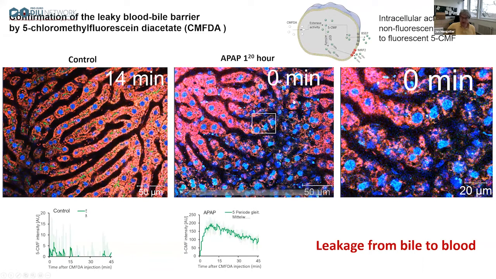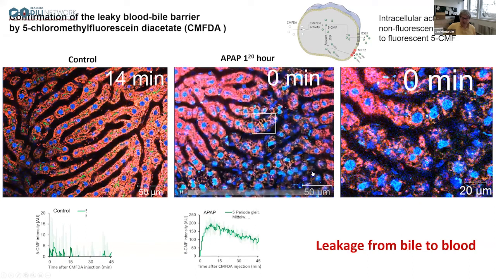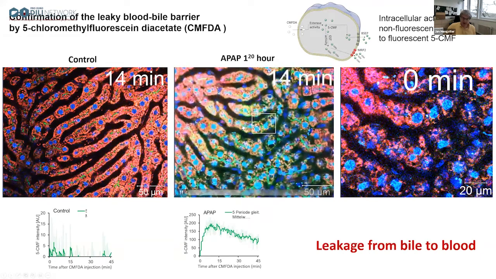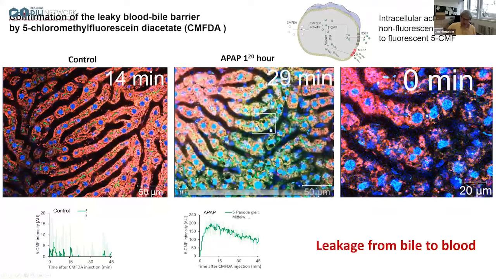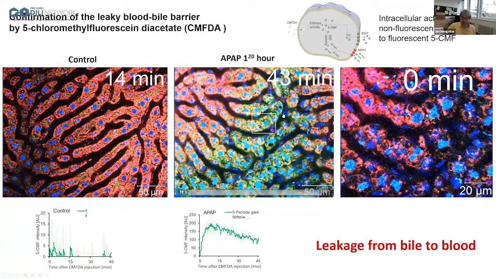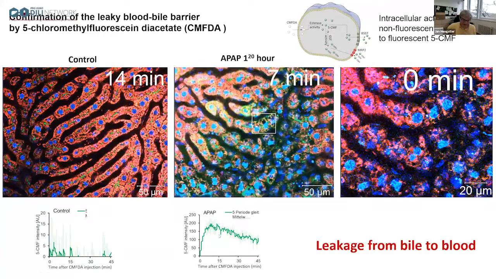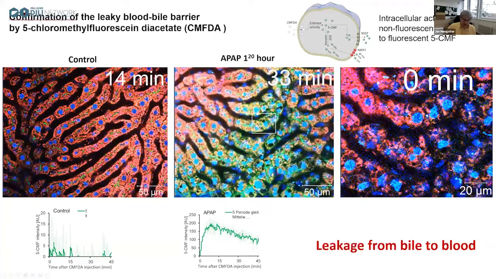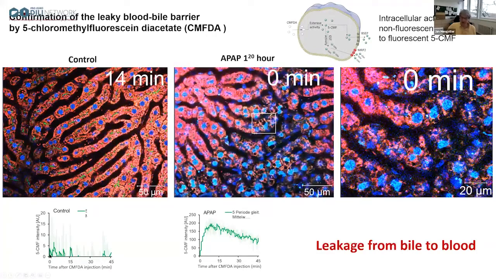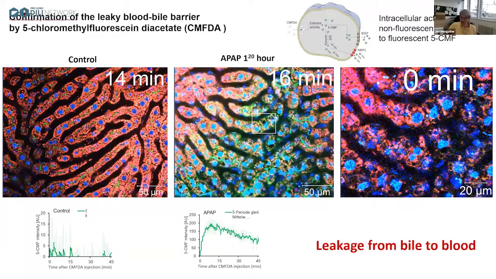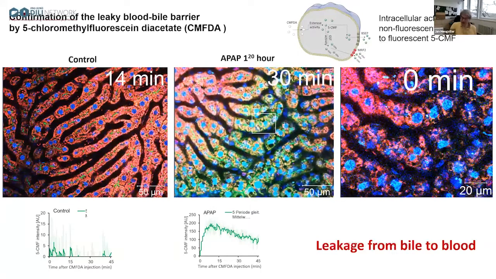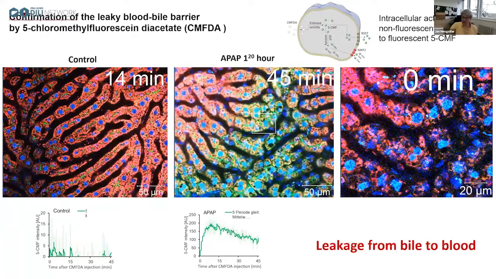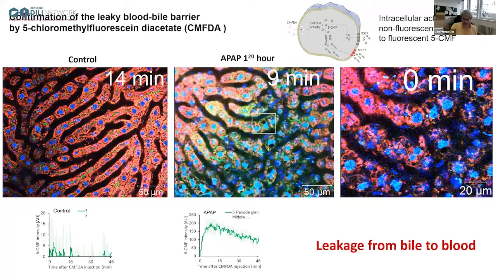Now the same situation in mice early after APAP overdose. You see it in the bile canaliculi, and now there is also some signal in the sinusoid. It's perhaps not so super intuitive, but when we quantify the signal in the sinusoid, there is a clear difference, a clear increase compared to the control situation. So this means that we can conclude that there is also leakage from inside to outside, so from the bile canaliculus to the sinusoidal blood.